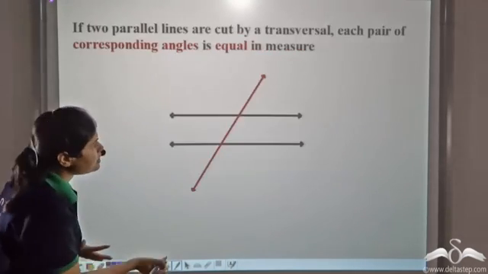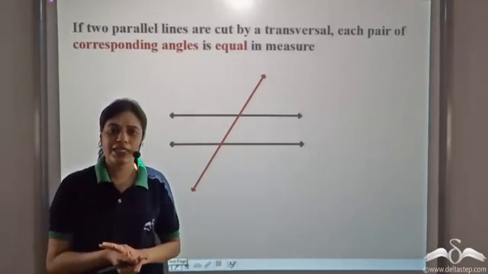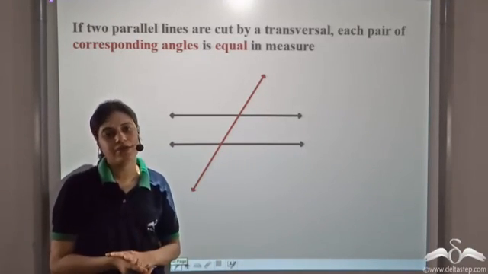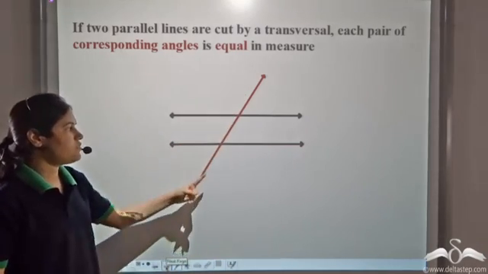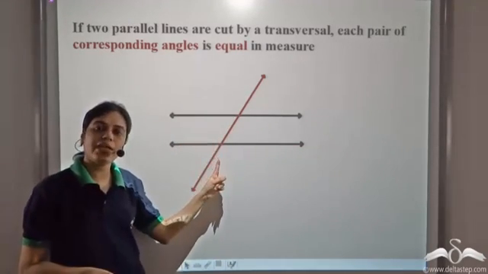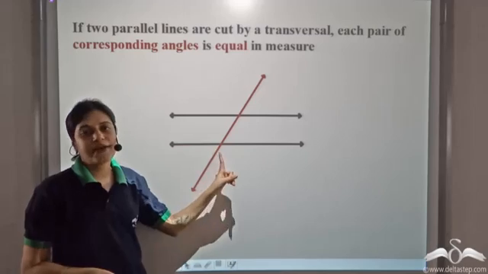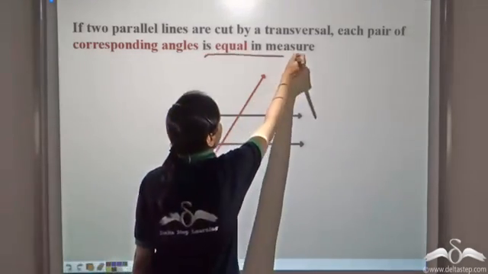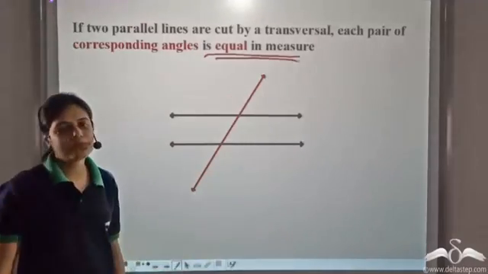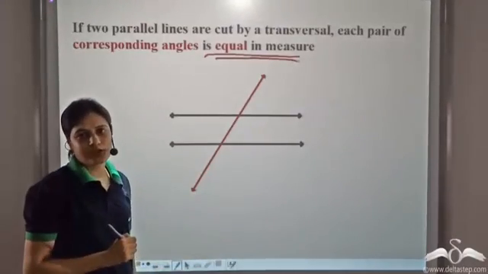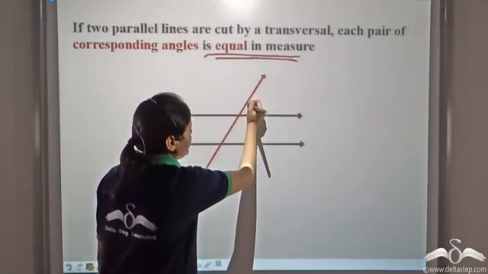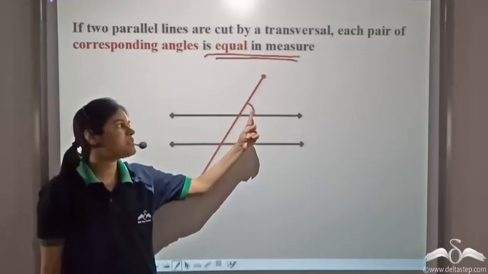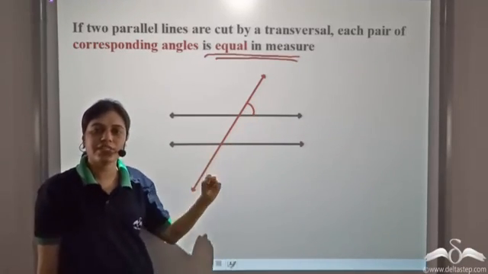Now when a transversal intersects two parallel lines, then the corresponding angles formed are equal in measure. So this is a transversal intersecting these two parallel lines. We can check that the corresponding angles formed will be equal in measure. So let us first mark out the corresponding angles. If I take this angle, what will be the angle which forms a pair of corresponding angles with this angle?